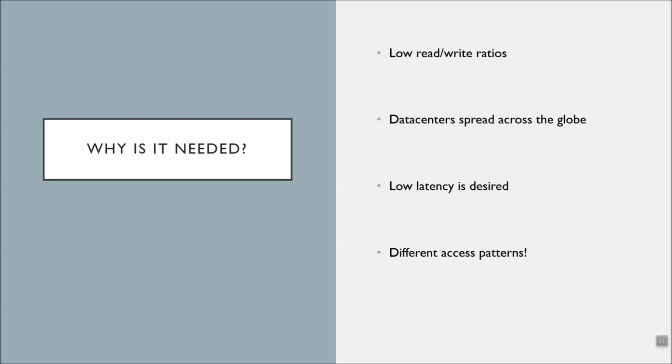So first off, why is it needed? Well, many of Facebook's applications have low read-write ratios, and this means that common practices like caching aren't very efficient because updates are happening all the time, and so caches need to be refreshed. Now, full replication is not an option because every data center would store the data, which would cause problems related to space and latency.